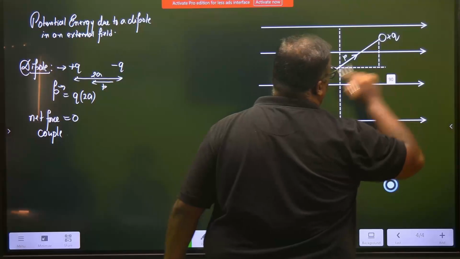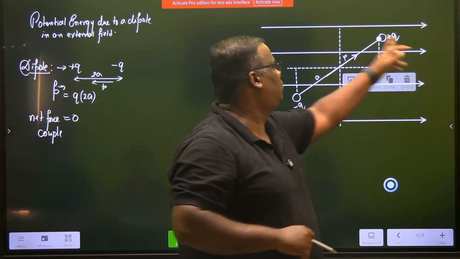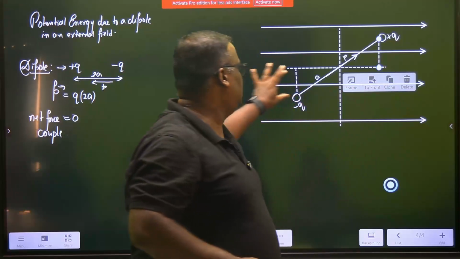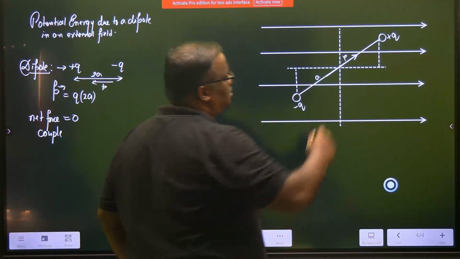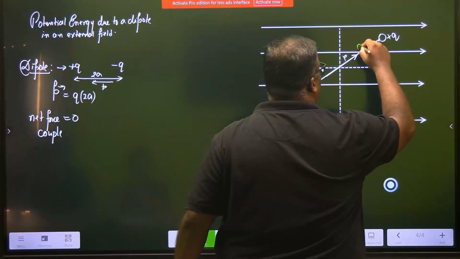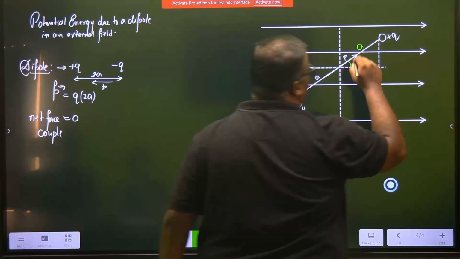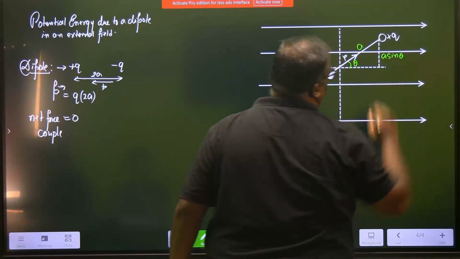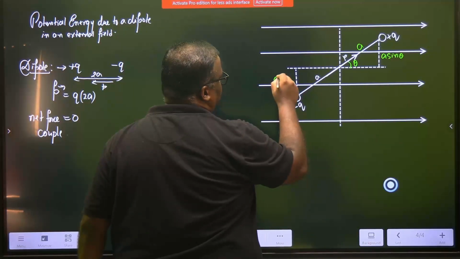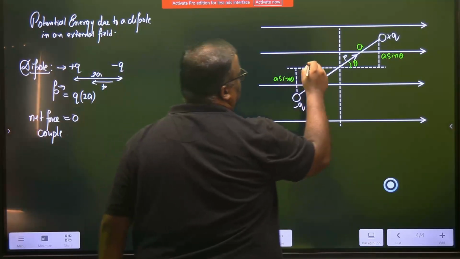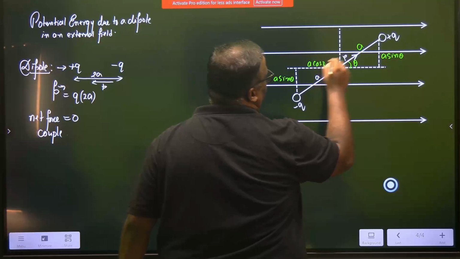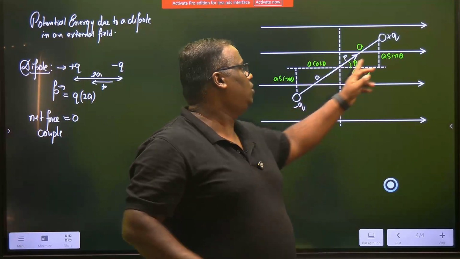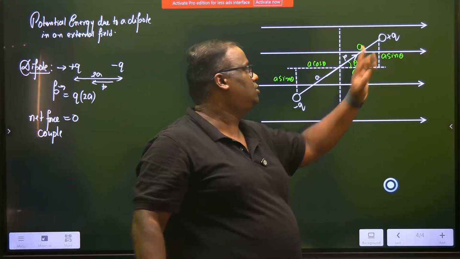If you see the net force, this is the force and this is the distance. And how much was this distance? If you take this as A and this as theta, then this becomes A sine theta. Correct? This also becomes A sine theta, and this becomes A cos theta. Clear? What is sine of theta? Opposite side by hypotenuse. So this becomes A sine theta.